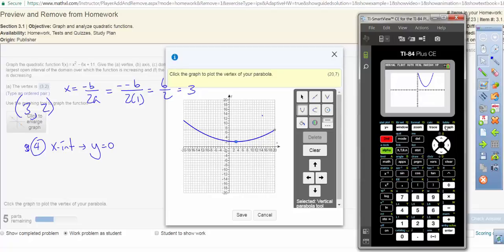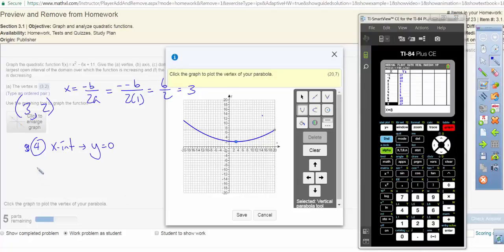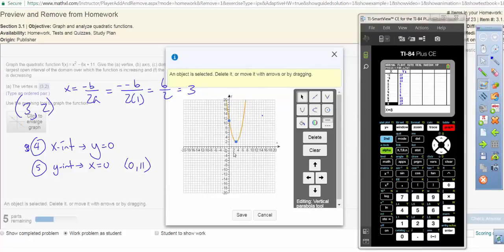So I go back to my table. I know that on step 5, if I was looking for y-intercepts, that means I'm going to let x be equal to 0. And so I can see right there, I have a y-intercept at 0, 11. So 0 for x, 11 for y. So now I can come over here and I can plot this second point at 0, 11. Now I have the shape of my graph based upon my vertex and one other point. It forms the symmetry over that axis of symmetry.